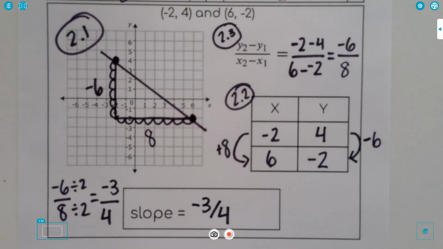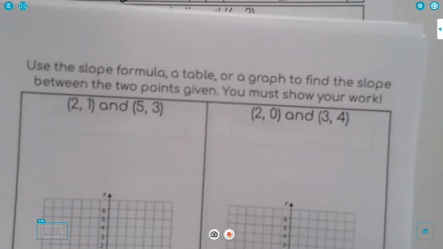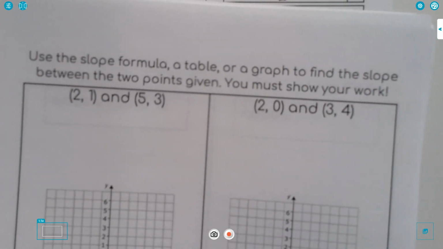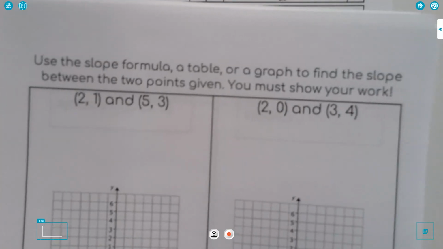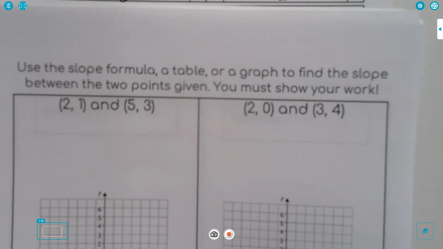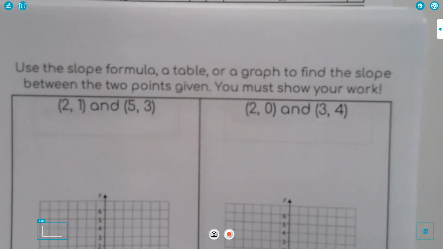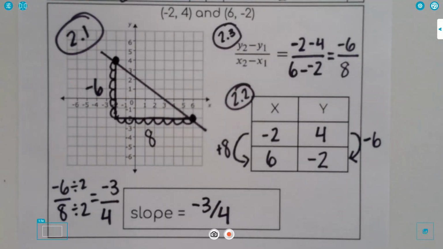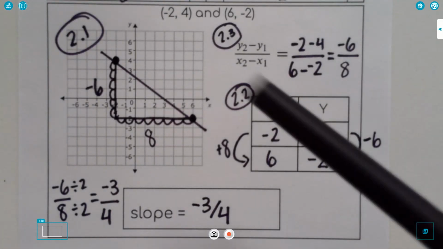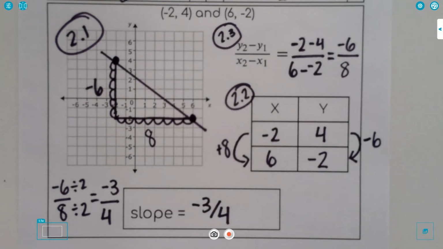On the back, you can use the slope formula, make yourself a little table, or graph it. You do not have to do all of those things. You don't have to do the same thing the whole time, you can though. You pick your method on the back. So front side, you have to use the new formula. Back side, you can do whatever you want. You just got to show your work for at least one of the methods.